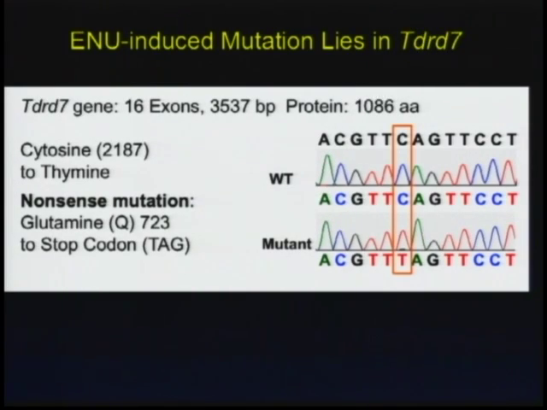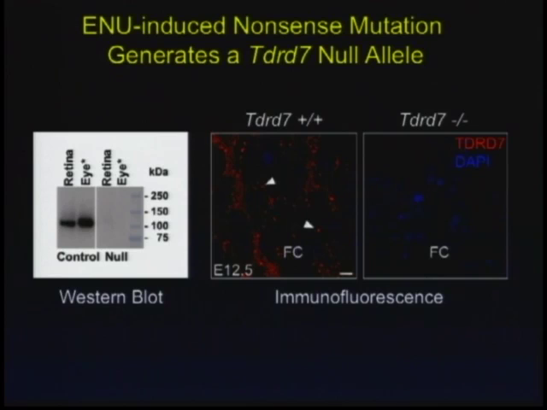Lo and behold, that mutation was mapped to the Tdrd7 locus in the mouse. We found a specific cytosine to thymine change at position 2187 in the Tdrd7 open reading frame. What this did was generate a stop codon in the frame, and the direct prediction was that there would be no Tdrd7 protein formed in Tdrd7 null homozygous mice. And indeed that was found to be the case.